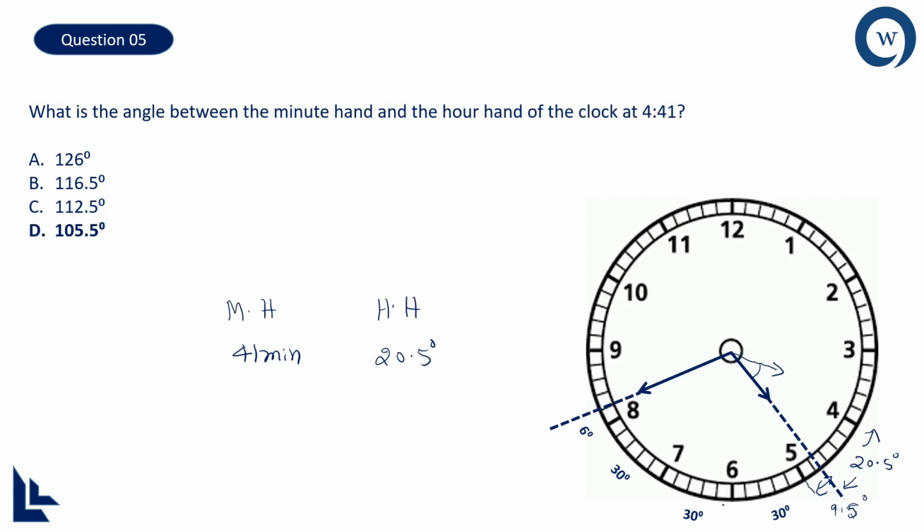So already you have 30, 30, 30, 90, 96 degree. In addition to that, you have 9.5 degree. Now, don't go with this conventional addition. You can do like this. 96 plus 10 will give me 106. And subtract 0.5 from that. You will get 105.5 degree. That's the answer.